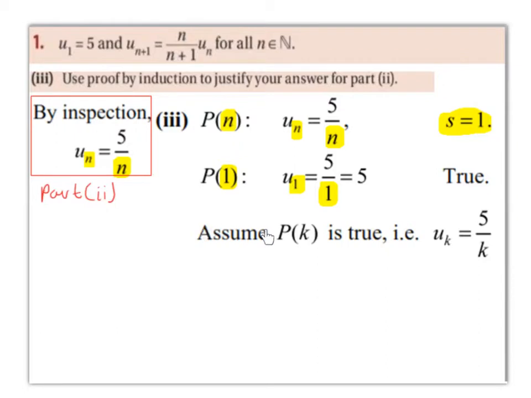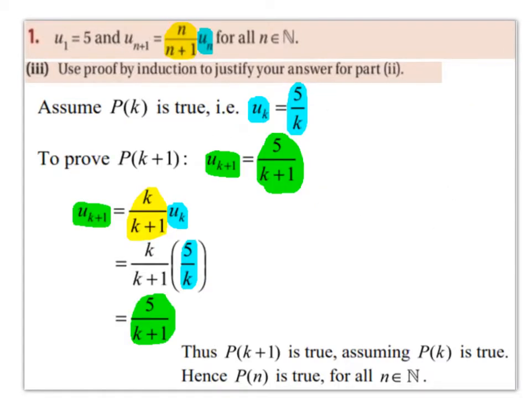So now we assume that P(k) is true, i.e. that uk is equal to 5 over k. So now we want to prove that P(k+1) is u(k+1) equal to 5 over k plus 1. So basically we're swapping this k for k plus 1.